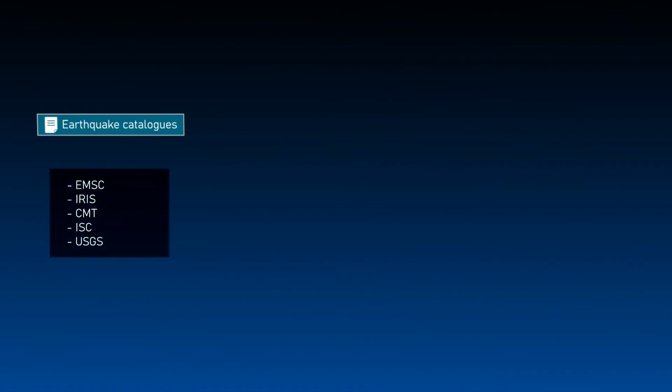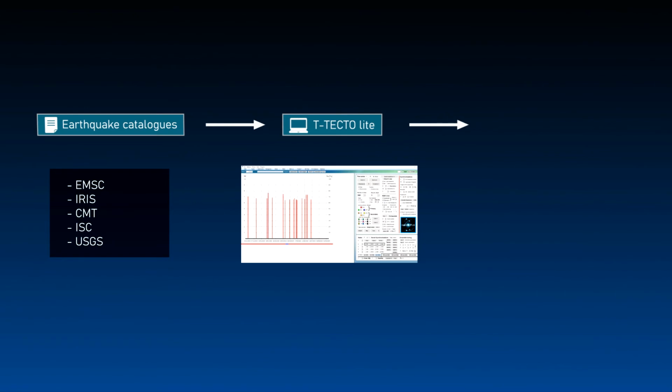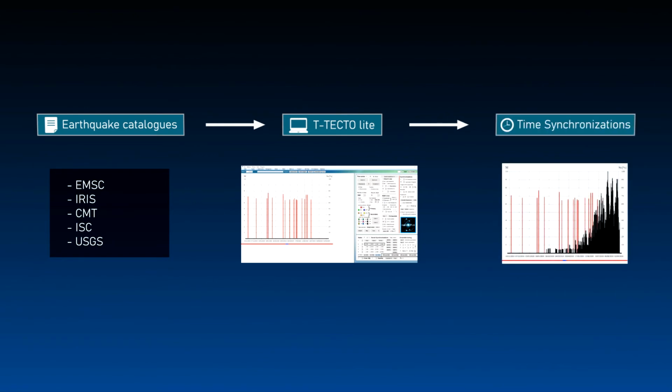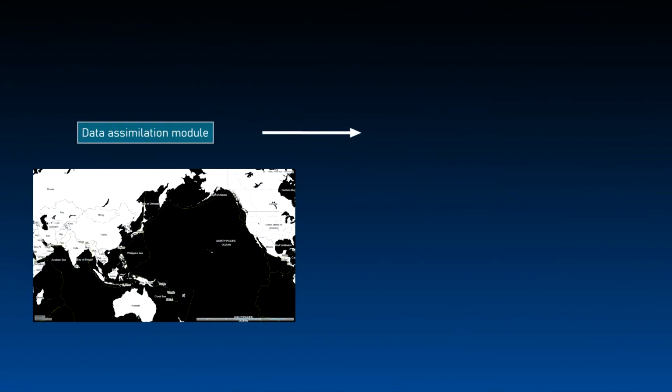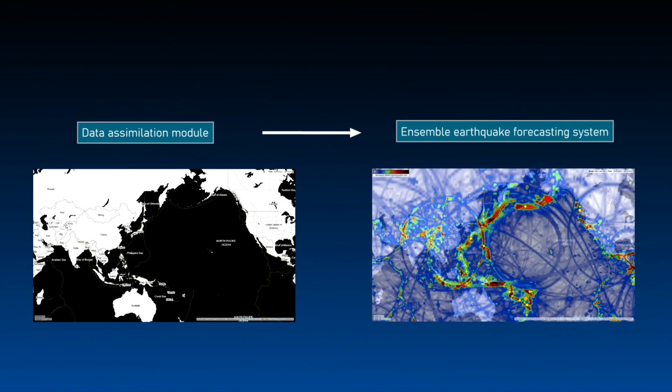Earthquake catalogs can then be downloaded and imported into the T-Tecto Lite computer program to calculate the time synchronizations in the chosen region or along the chosen tectonic fault zone. Besides, these historic data are used by the Quantectum in the ensemble earthquake forecasting systems.